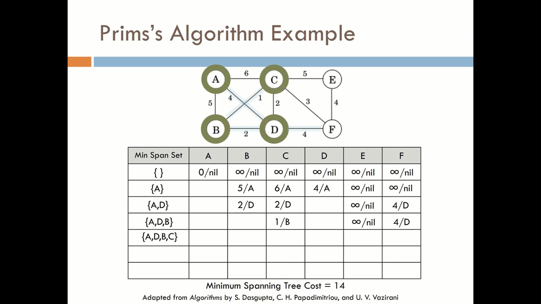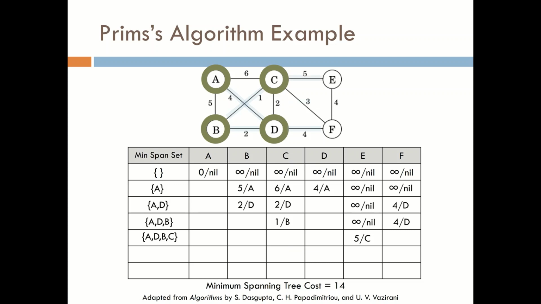So C is now in the set. We have to evaluate E and F because A, D, and B are already removed. So we just evaluate E and F to see whether the situation could be improved there through C. And we notice that previously at E we had a cost of infinity, but now we can add this to the minimum spanning tree through this vertex at a cost of 5. And so we will do that.